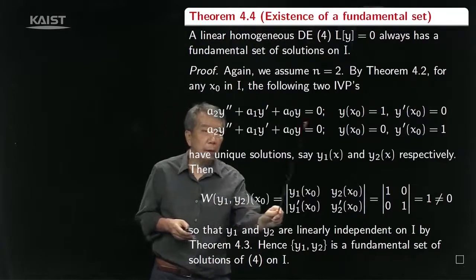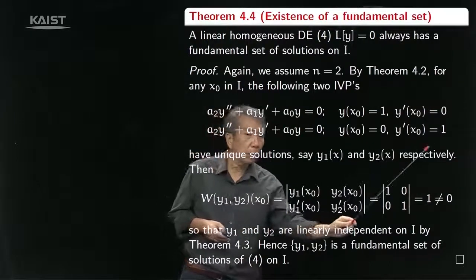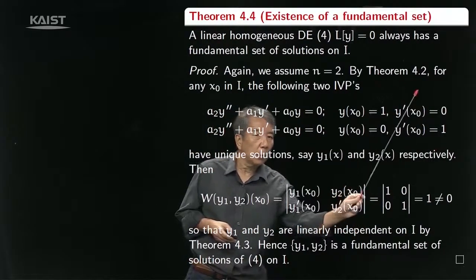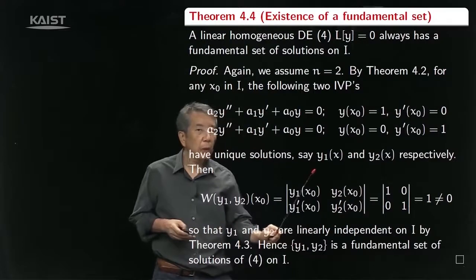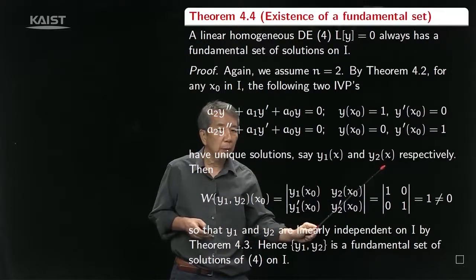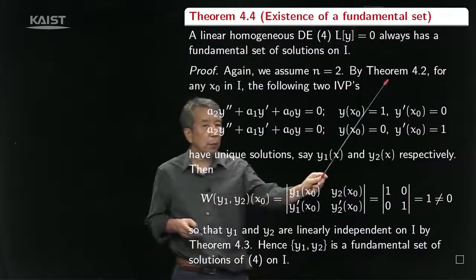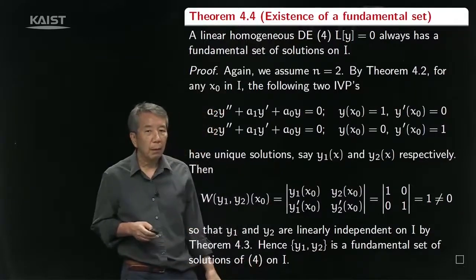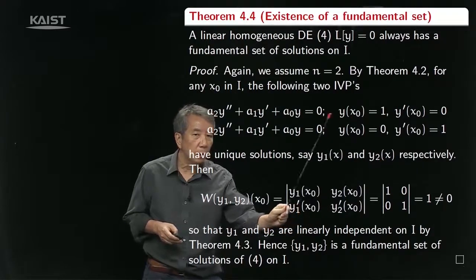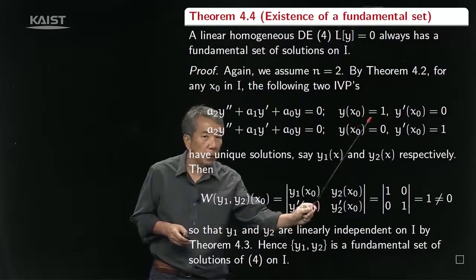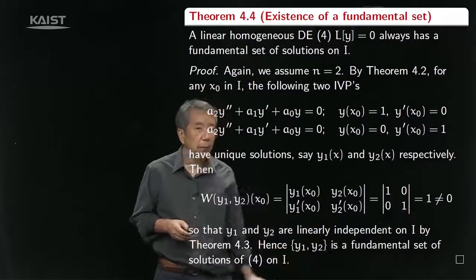Both the first and the second initial value problems, by theorem 4.2, should have a unique solution, say y sub 1 and y sub 2 on the interval I. That is guaranteed by theorem 4.2. For these two solutions, y1 is a solution to the first initial value problem, and y2 is a solution to the second initial value problem.